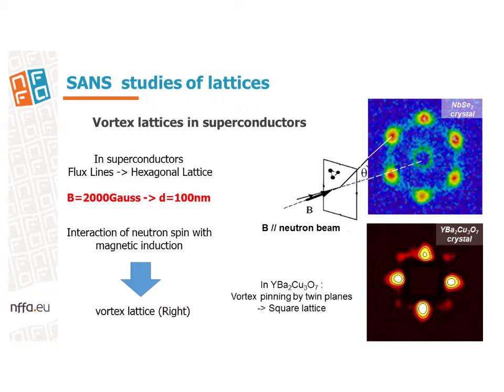In type II superconductors, a magnetic field enters inhomogeneously, and the superconducting currents create vortices along the field direction. When the field is aligned along the neutron beam, one observes the Fourier transform of the vortex lattice on the detector, yielding the periodicity and symmetry of the vortex lattice. For instance, if the lattice is hexagonal as in niobium selenide, the pattern consists of 6 spots on the detector plane. On the contrary, in YBCO, where vortices are pinned by twin planes, the twin domains yield 2 sets of 4 spots, misoriented by 45 degrees.